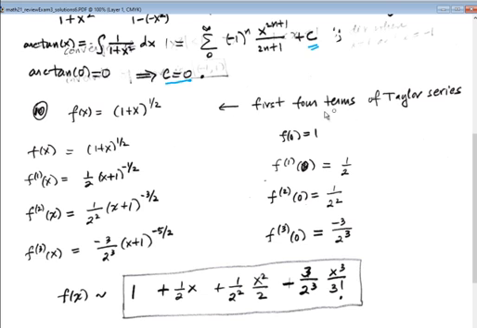All right, for 10, we want the first 4 terms of the Taylor series. So here we're just going to use the Taylor series formula. Make this little table, look at f of x, and we want it about c equals 0. Substitute in 0, we get 1. Take the derivative, substitute in 0, we get a half here. Derivative again, bring down the 1/2.